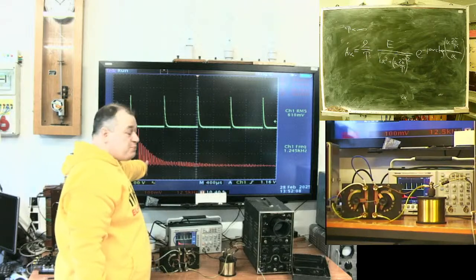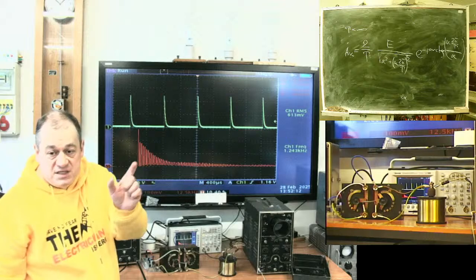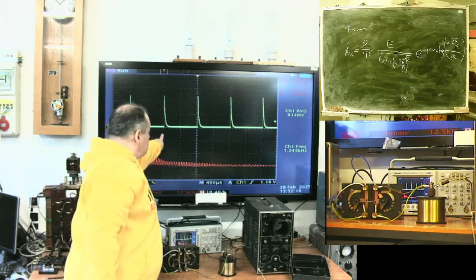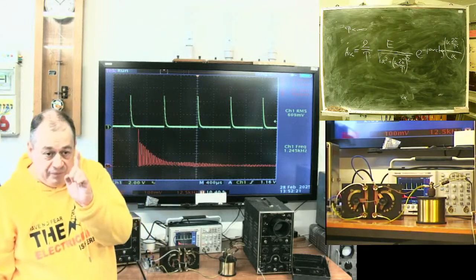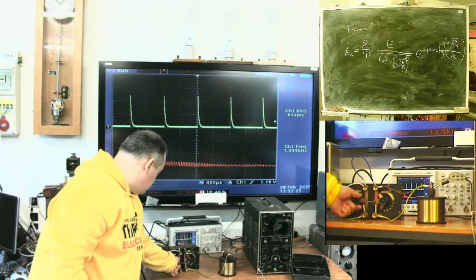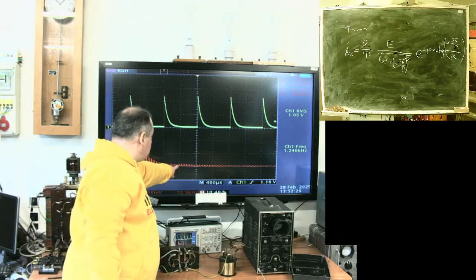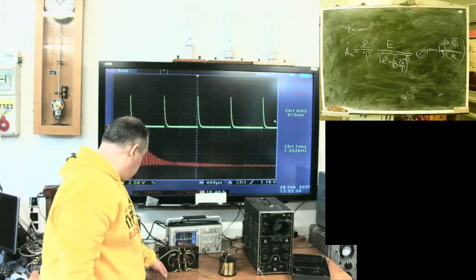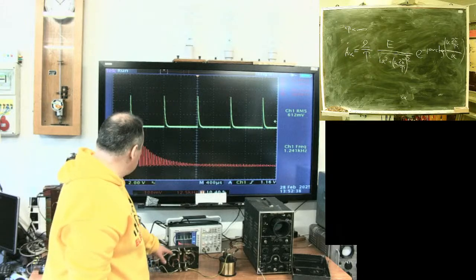What defines spacing between spectral lines? This time of repetition. So lines do not shift, but the tail ends here. Now capacitance is only 100 picofarads.